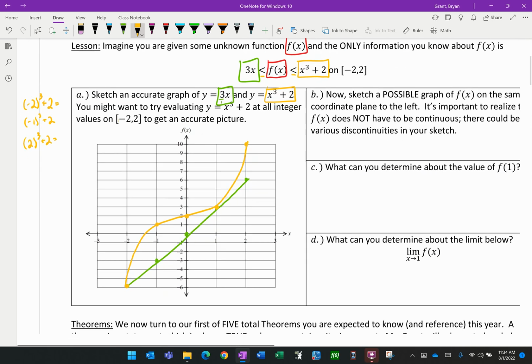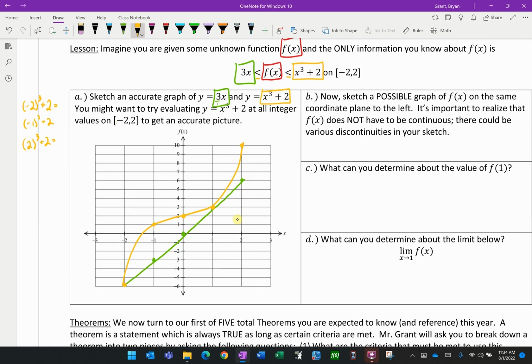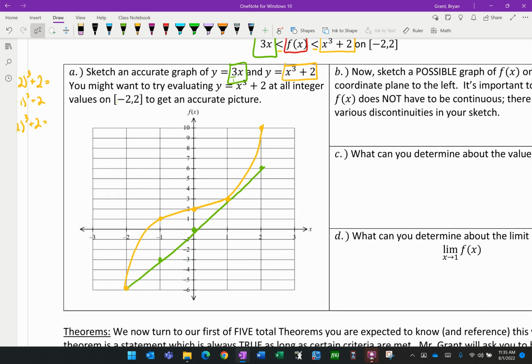All right, now we have these 2 graphs, right? And we're going to go ahead and sketch a possible graph of f of x on the same coordinate plane. Now, f of x doesn't have to be continuous here, right? You could pick up your pencil in various spots. However, if you want to try to draw it to be continuous, not a bad way to go. So let's go ahead and do f of x in red. So we know that f of x has to be greater than 3x and less than x cubed plus 2.